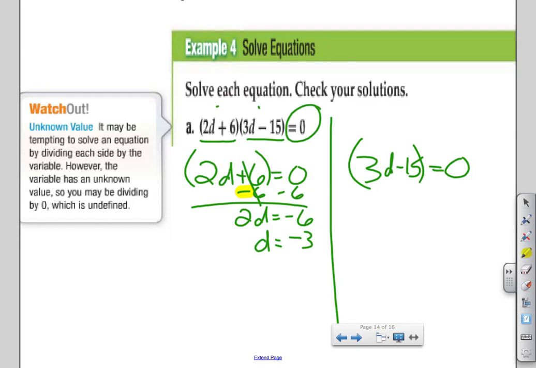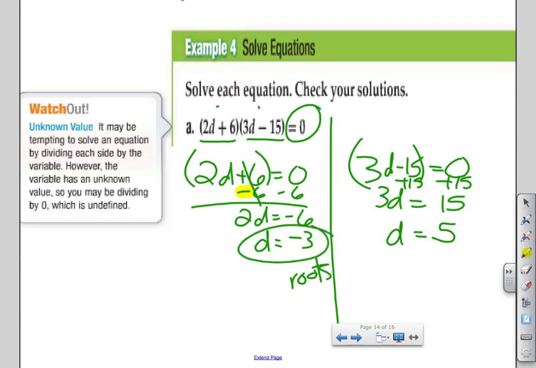Because we know that if the product equals 0, one of these two factors must be 0. So 3d minus 15 equals 0. Well, let's see. We're going to add 15 to both sides. We find out that 3d equals 15. Divide by 3 on both sides, and you see that d equals 5. So the roots of this problem are d equals -3 or d equals 5. Okay, that's not too bad. We've done something similar to that in other work, like with absolute value this year a little bit. But this is different, okay?